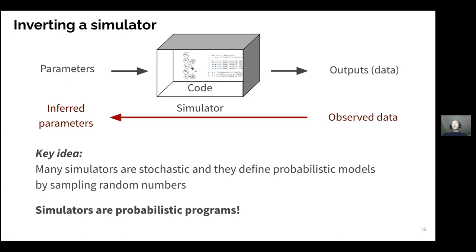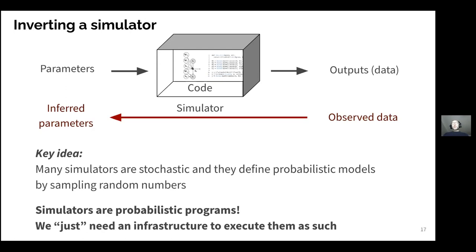And in most instances in the science community, we have access to the source code of the simulators. So the simulator is not really a black box. We know what's going on inside the simulator. We know the places where these random samples are taken. So simulators can be seen as probabilistic programs if you have the machinery and the infrastructure to treat them as probabilistic programs. I'm going to explain how we do that. We just need the infrastructure to execute existing simulators as probabilistic programs.